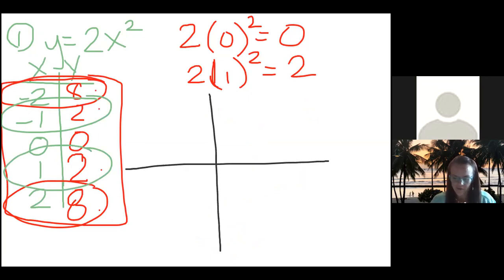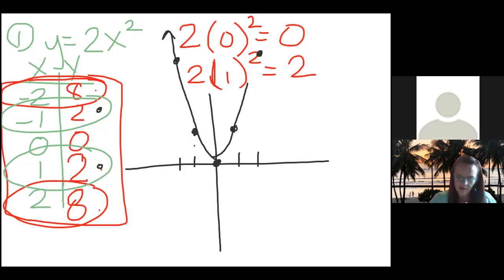Now if we go graph this, I'm just going to guess on this because I don't have my graph paper. I have a point at 0, 0. Now I'm going to go to -1, 2, and +1, 2. So I just graphed those two right there. Now I'm going to go 2, 8, all the way up here, somewhere up there. And then -2, 8, somewhere up here. Okay, and then connect them together, and now I have my parabola.